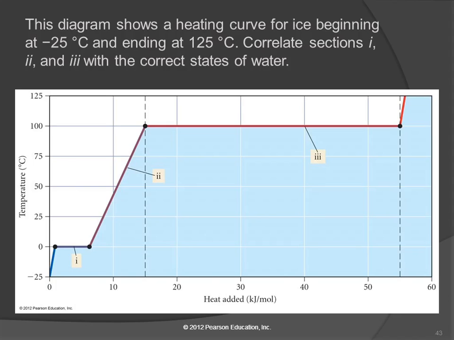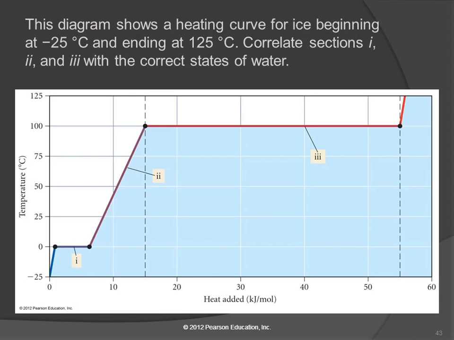This diagram from your book shows a heating curve for water from minus 25 degrees Celsius up to 125 degrees Celsius. So we see that the ice warms up as heat is added. This is kilojoules per mole. As heat is added, the temperature of the ice rises until it gets to the melting point. At that point, you add more heat, you're melting the ice.